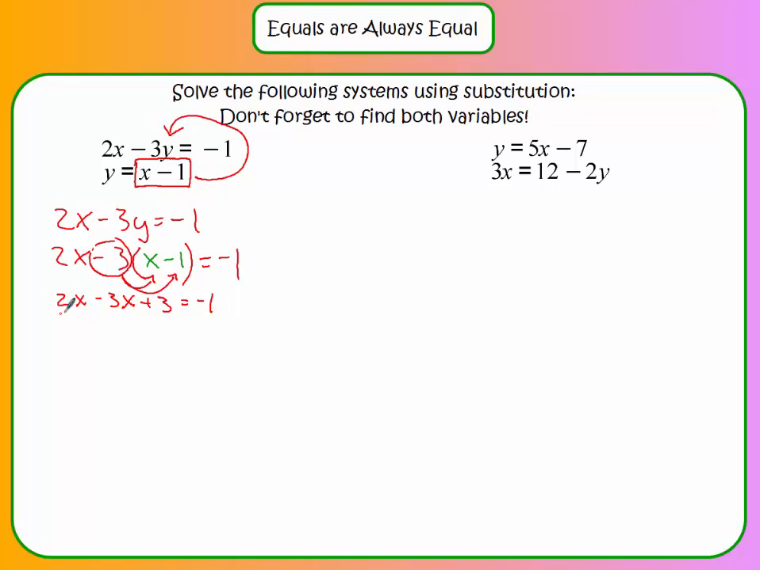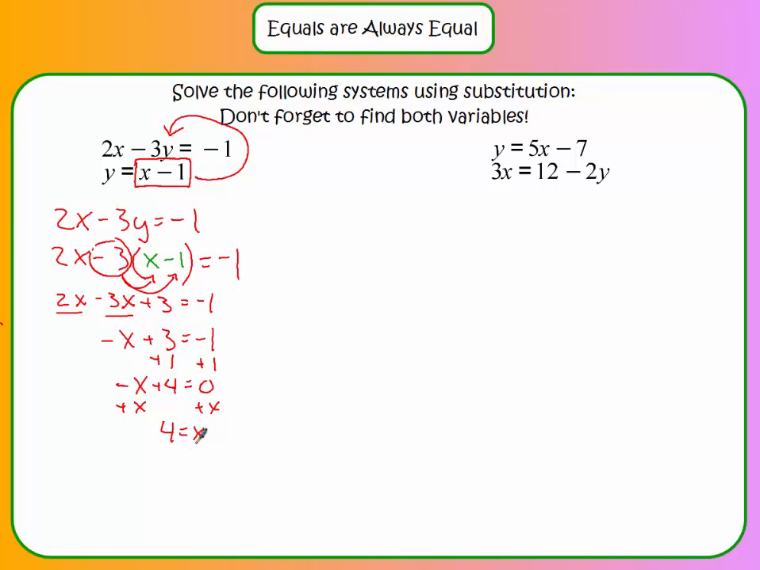So let's combine like terms. Negative 2x and negative 3x. When I combine them, I get a negative x plus 3 equals negative 1. I'm going to add 1 to both sides. I want to try to get my variable to be positive. So I have negative x plus 4 equals 0. And when I add the x to the other side, that will tell me 4 equals x.